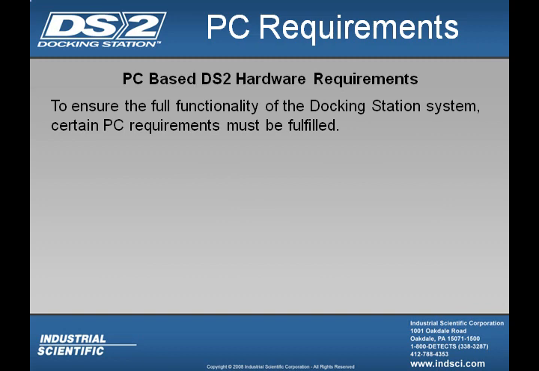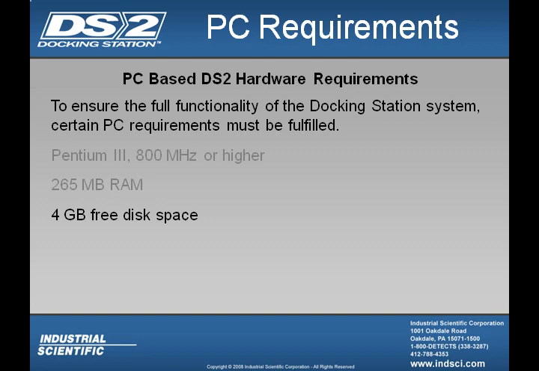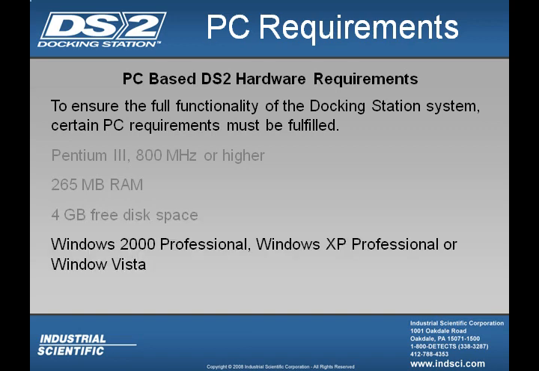To ensure the full functionality of the docking station system, certain PC requirements must be fulfilled. First, we have to ensure that the PC we're using is at least a Pentium 3 800 MHz or higher. We also have to ensure that we have at least 265 megabytes of RAM, 4 gigabytes of free hard drive disk space, and that we're using Windows 2000 Professional, Windows XP Professional, or Windows Vista.